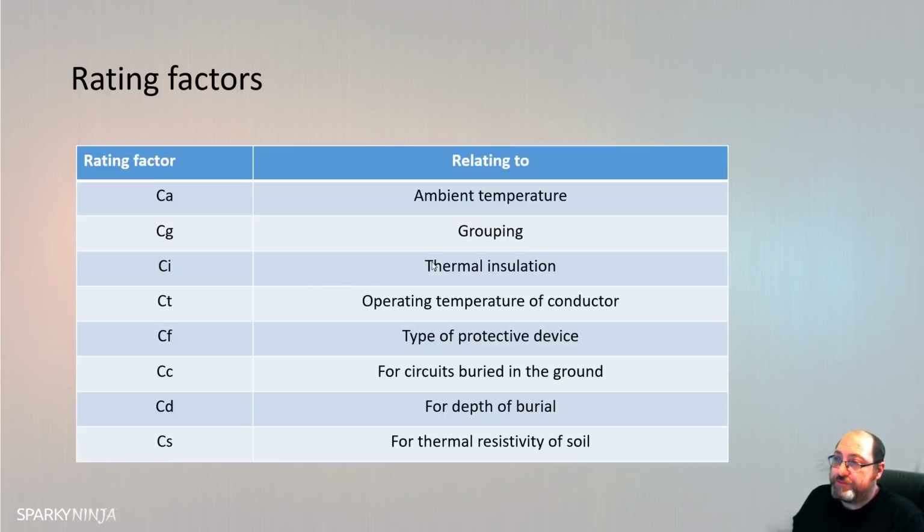Thermal insulation is technically a heat barrier. It stops heat escaping, but it also stops heat leaving cables as well. So if you put thermal insulation around the cable, you're really suffocating it. Temperature changes within the conductor. Type of protective device. We touched on this one previously.